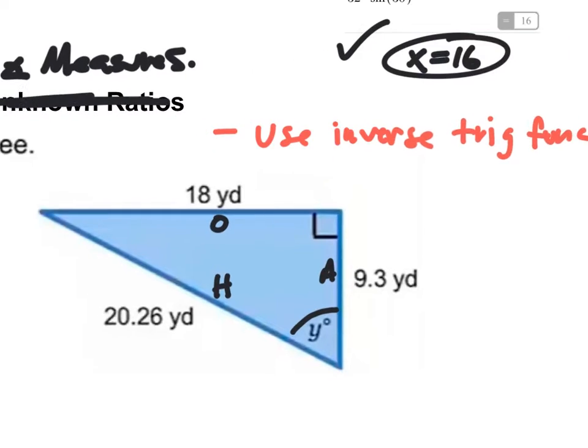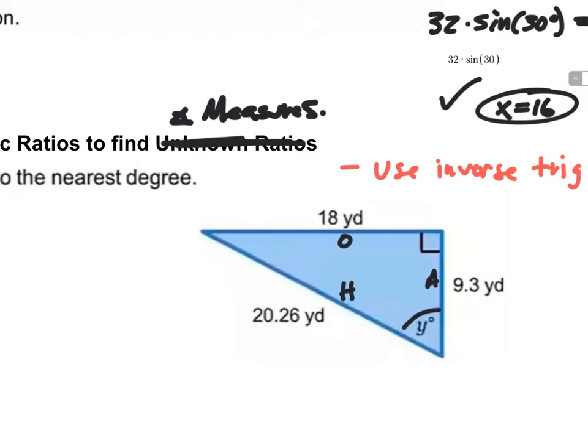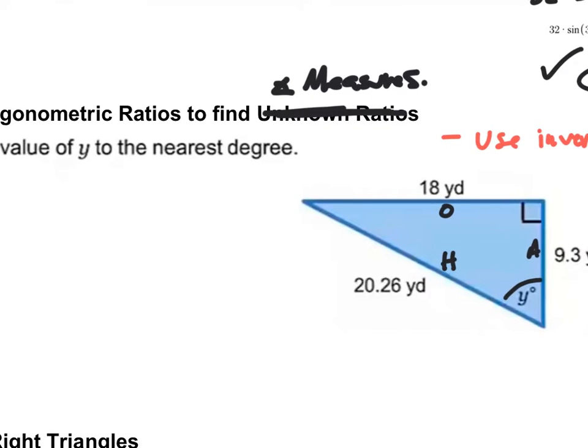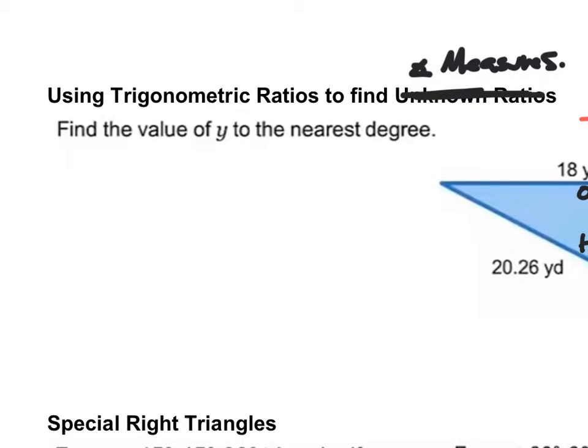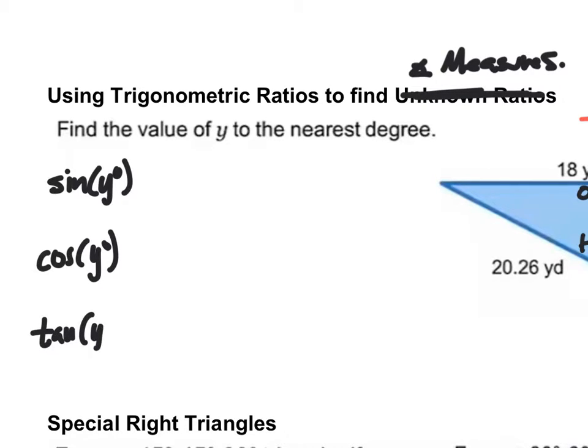All right, so the first thing I want to do, because you're given all three of these sides, it doesn't matter which trig function you use. Depending on what you're given, you can evaluate these individually. So what I want to do is write out sine of y degrees, cosine of y degrees, and tangent of y degrees.